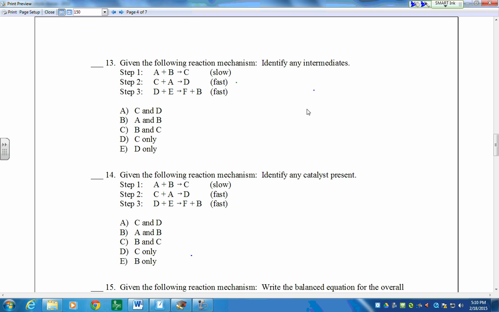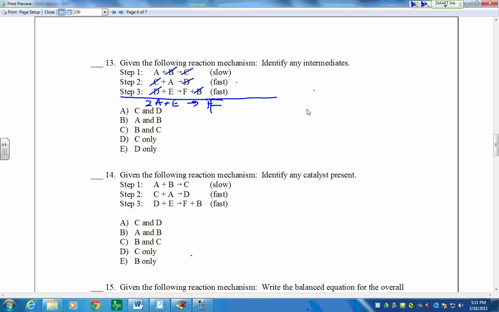All right, given the following reaction mechanism, identify any intermediates. What you do is you add up all the steps and you cancel stuff that are on opposite sides, and let's get the overall equation. I have a C on the left, a C on the right. I have a D on the left, a D on the right. I got a B on the left, a B on the right. So the overall equation is 2 A's and an E going to F.